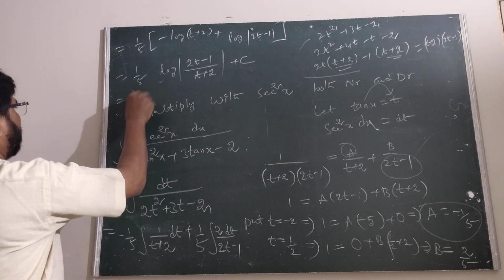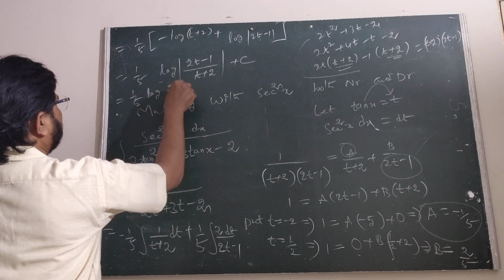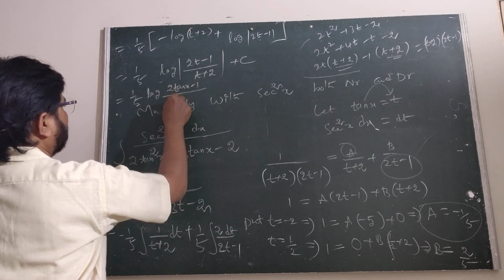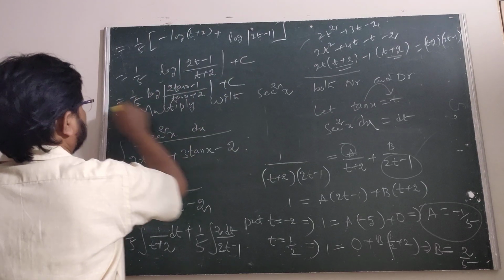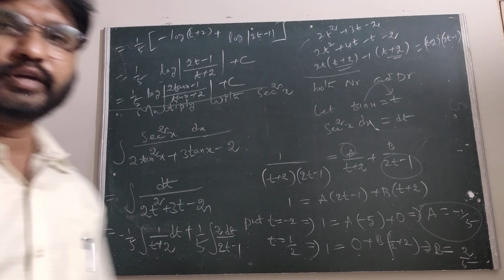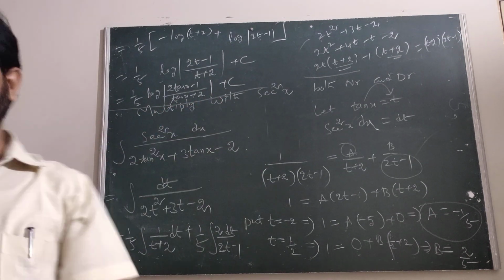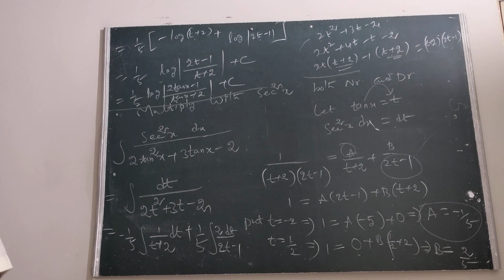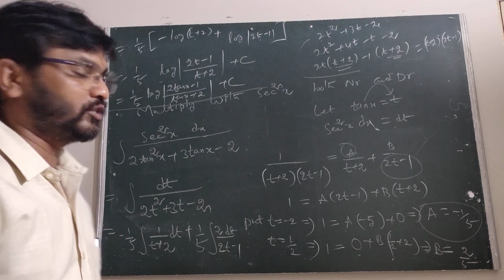That is 1 by 5 log mod of 2 into tan x minus 1 by tan x plus 2 plus c is the answer. 1 by 5 log mod of 2 tan x minus 1 by tan x plus 2 is the final answer. Is it okay?